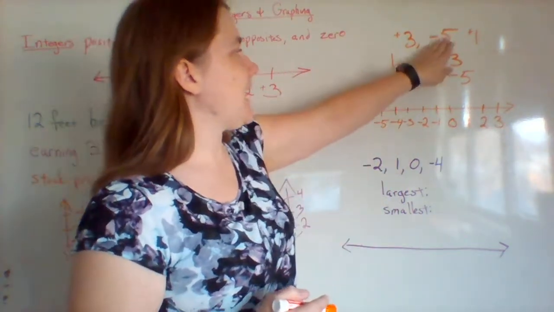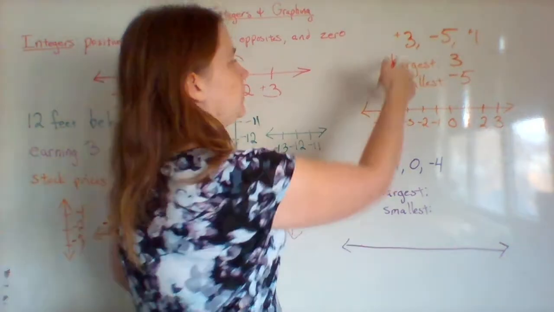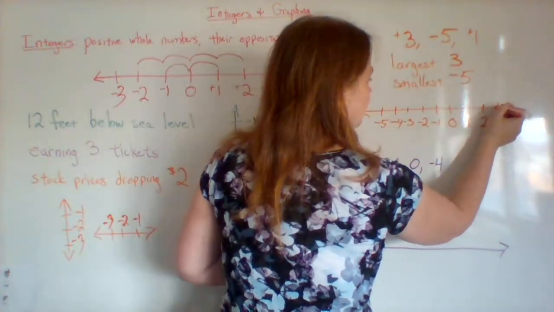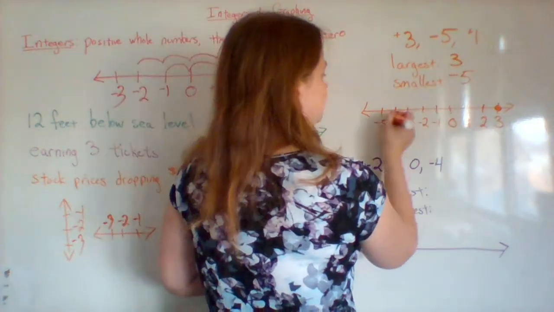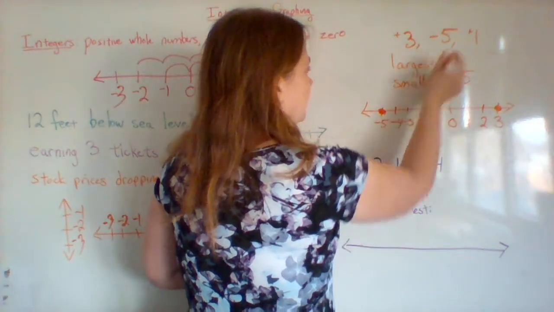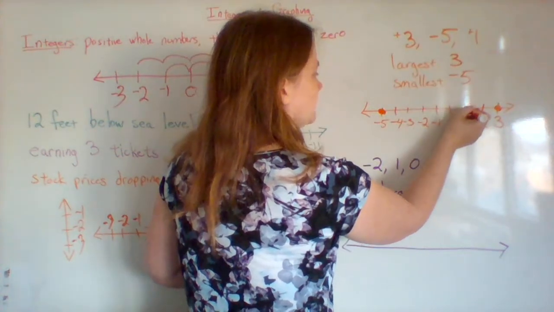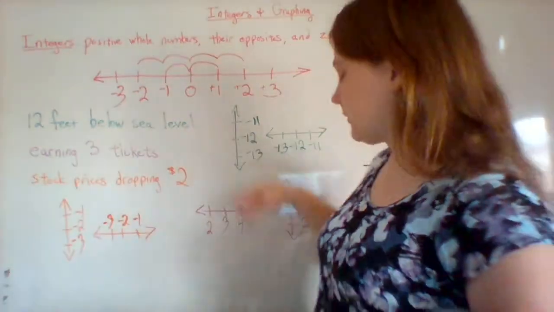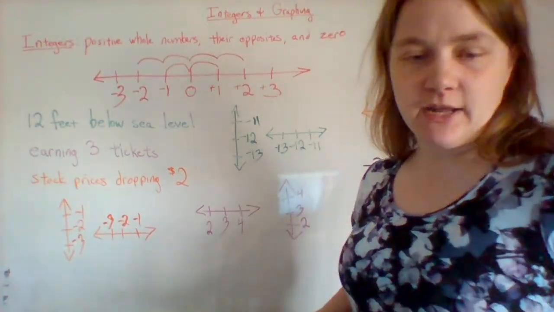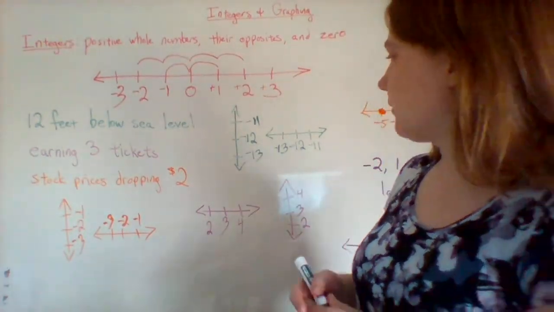And you can see that now I'm going to graph these numbers up here. So +3 goes right there in my graph. -5 goes right here. +1 goes right here. And actually, what I just remembered I forgot to do all over here was to actually put the dot on the number that we were graphing. So let's go ahead and do that real quick.